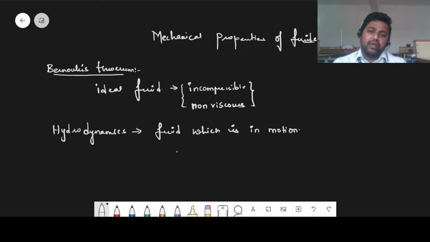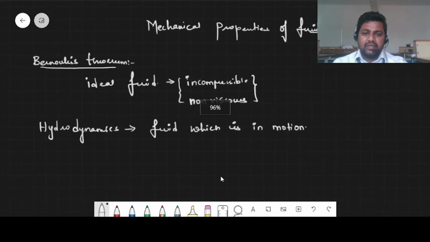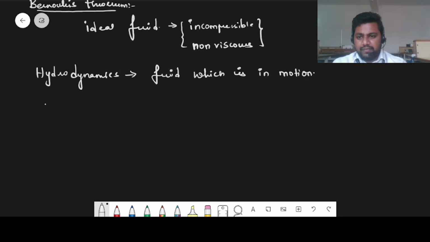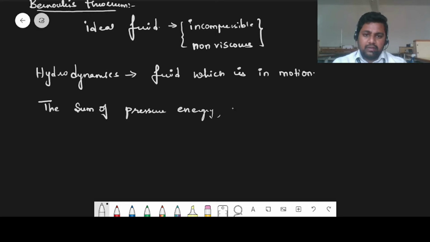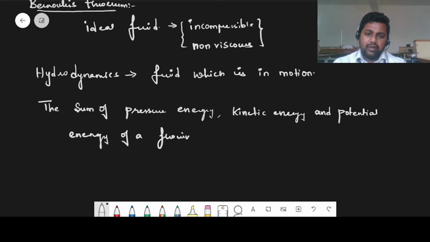So if the fluid is moving in a pipe, Bernoulli's theorem explains that if it is an ideal fluid, then the sum of pressure energy, kinetic energy and potential energy of a flowing ideal fluid will always be constant.